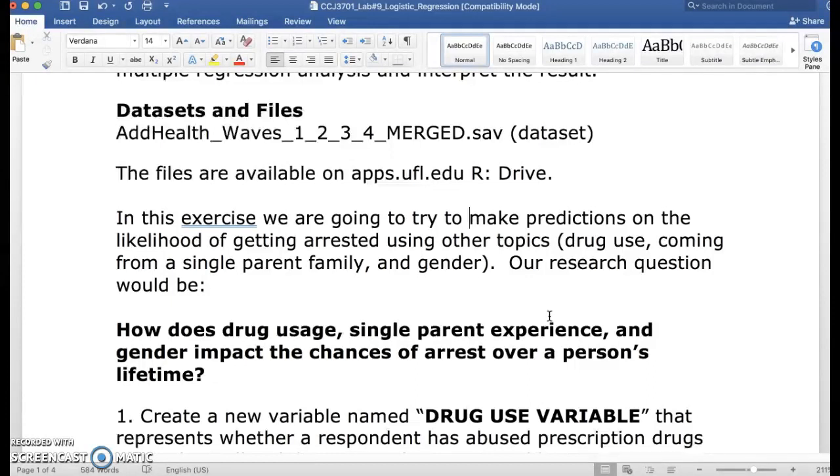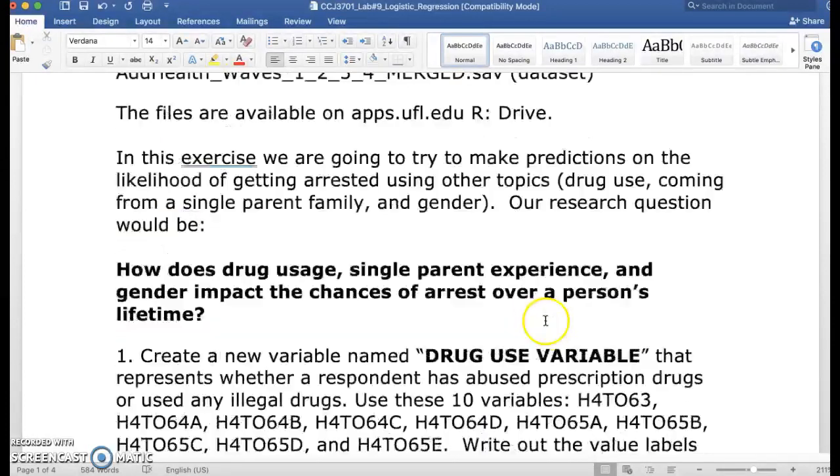So people really like data sets like that because they can look at past behavior and past experiences and see how it really influenced them in the future, if that had any kind of effect. So that's what we're going to be doing today.